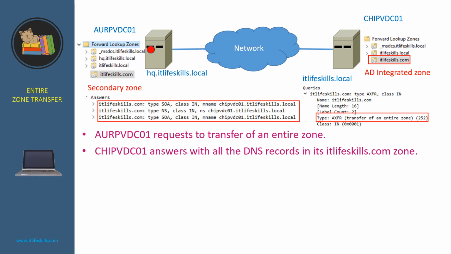Here are all the DNS records currently created in the itlifeskills.com zone on GPVDC01. These records will be created in the itlifeskills.com zone on OPVDC01.